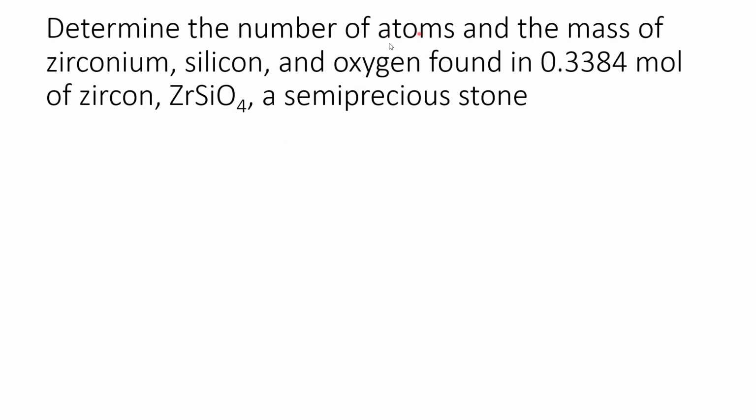So with the number of atoms here, in this case, we're actually starting with moles already. So we can skip a step. We actually don't need the molar mass for this question because we're already given moles. If we were given 0.3384 grams of zircon, then we would need the molar mass to convert to moles. But in this case, we can skip that step since we're already in that unit. But for the number of atoms, we're again just going to use the mole and Avogadro's number. And then we'll use the chemical formula to figure out exactly how many zirconium or silicon or oxygen.